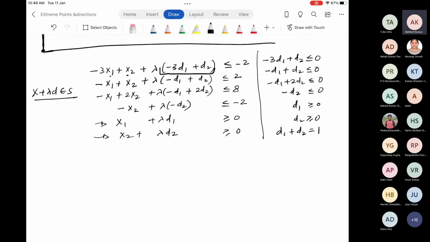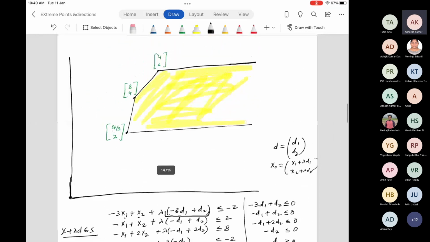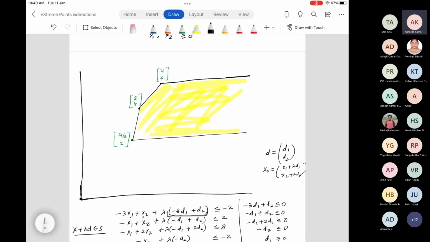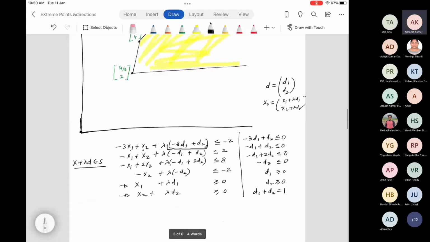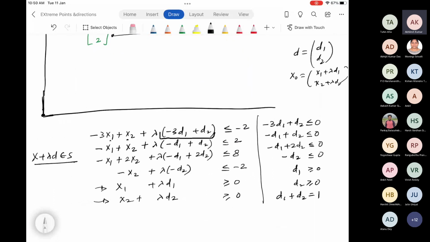Can you draw these constraints and tell me what your extreme directions are? Draw these constraints at the origin, because we have already used d1 plus d2 equals 1. So I will draw that constraint for you easily. d1 plus d2 equals 1, that is the normalization constraint. I'm drawing it here. Draw the other constraints. Give me the directions.